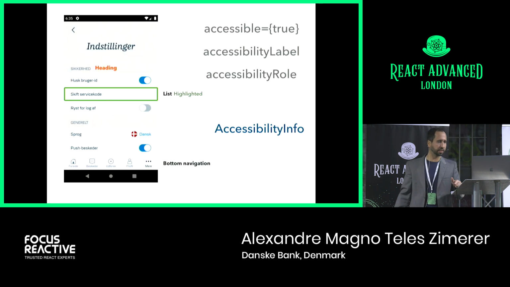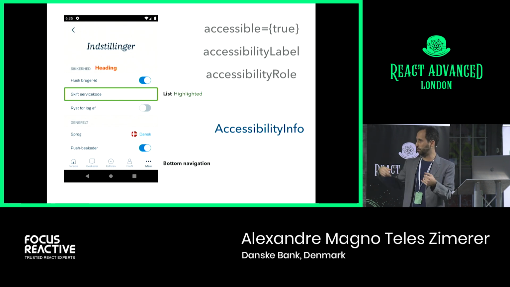To cover the basics, we need accessible true on a view, or if you have a touchable element, they are already accessible by default. This is one of our screens. For example, if you define a label, they're gonna say what is in the label, this accessibility label. If you don't define, they're gonna say what is the element name.